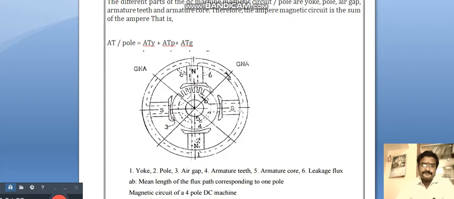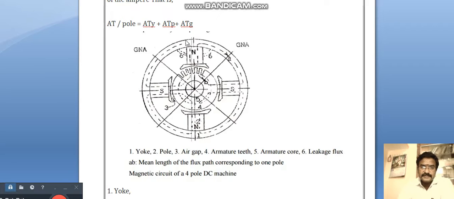See in this diagram, they mentioned that this part is called the yoke of the machine. The second one is the pole. These are called poles. Air gap is nothing but the gap between the stator and rotor. The poles present here are the stator, and this armature is the rotor. The gap between these is called the air gap. Armature teeth: here armature slots will be present and the coils are wound around these slots. So this is called armature teeth.